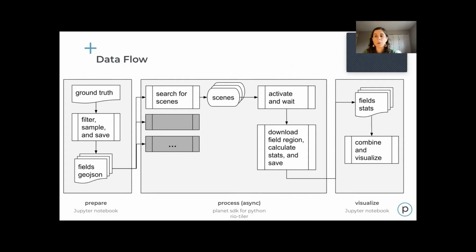Here's the data flow of our project. We have 3 major steps. The first one, we prepare the data set in a Jupyter notebook. That's analyzing the ground truth, filtering, sampling, and saving it. We then process the imagery for each field using Planet SDK for Python, as well as Rio Tyler for the COG access. So we activate and we only download the region covering the field. We calculate the statistics and then we save the statistics. And in the last step, we use a Jupyter notebook to visualize and combine all the data.